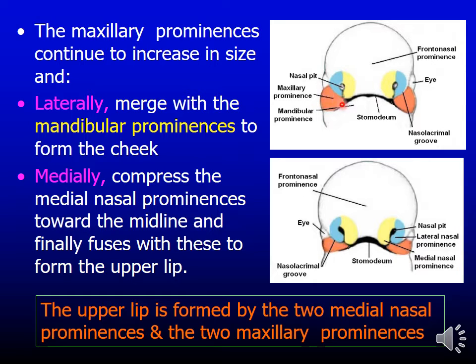Due to the growth of these maxillary prominences toward the medial side, this will push the two medial nasal processes toward each other, and they fuse finally at the midline. They are pushed together and they fuse at the midline, forming the upper lip. So the upper lip is formed by the two medial nasal prominences and the two maxillary prominences. This occurs due to the continuous growth of these two maxillary prominences.